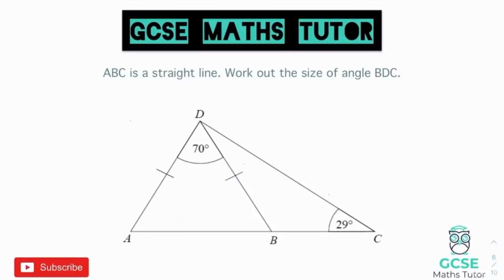So it says that A to B to C is a straight line. That tells us that these two angles next to each other have to add up to 180. So that's something we might use at some point. But it says work out the size of angle, and it gives us something different here.